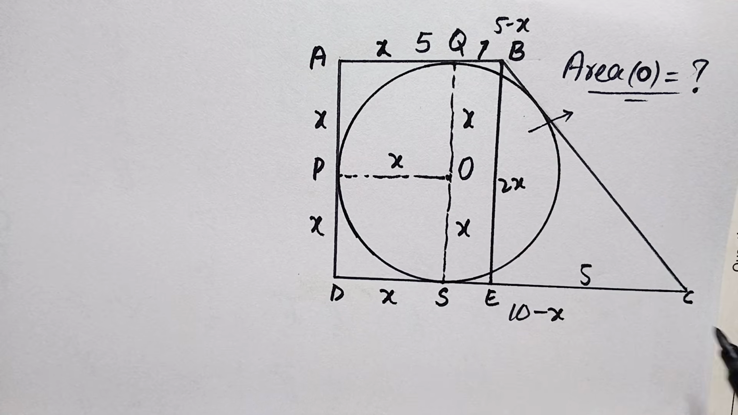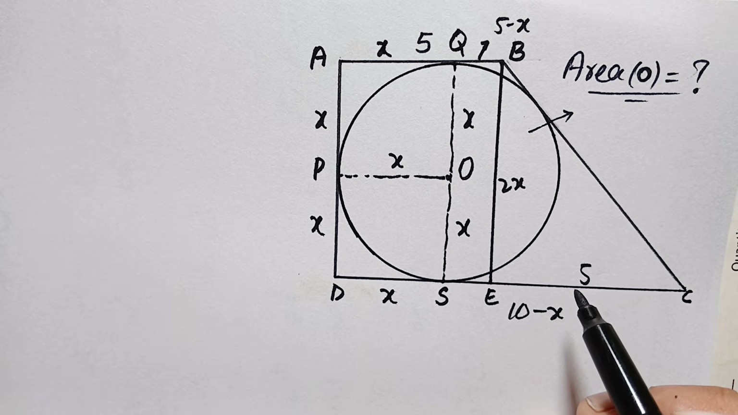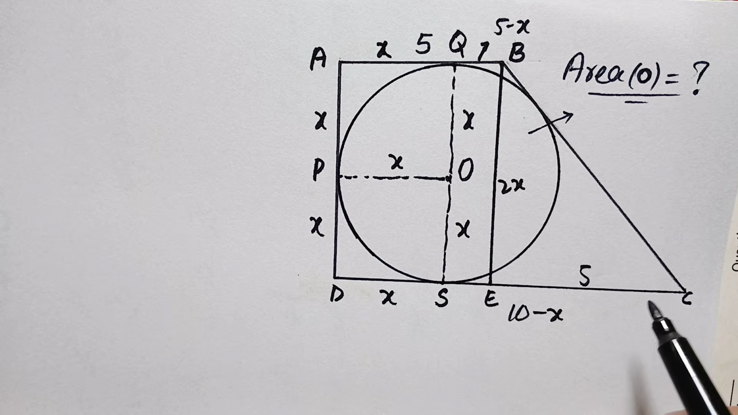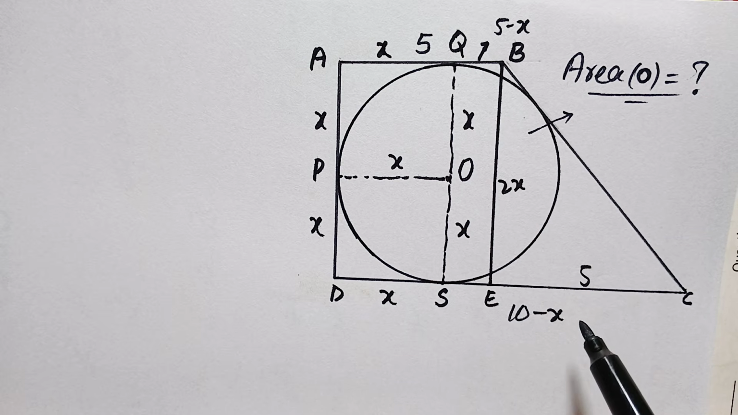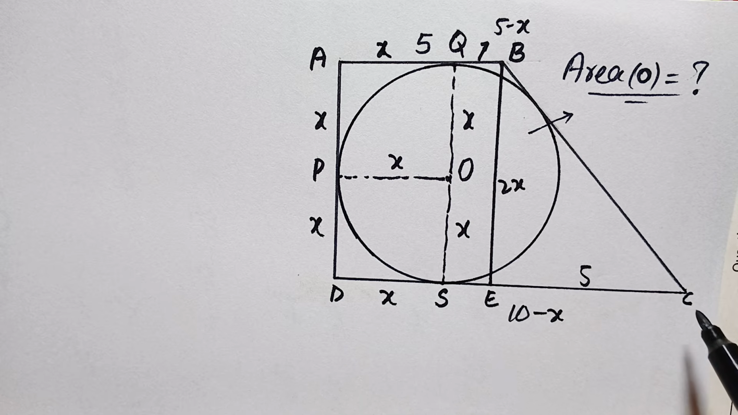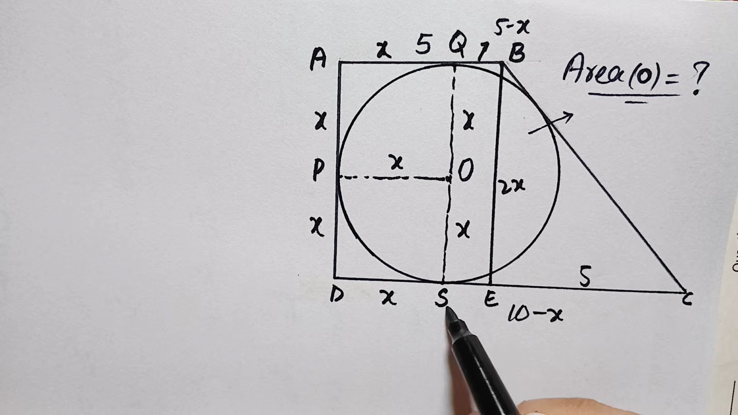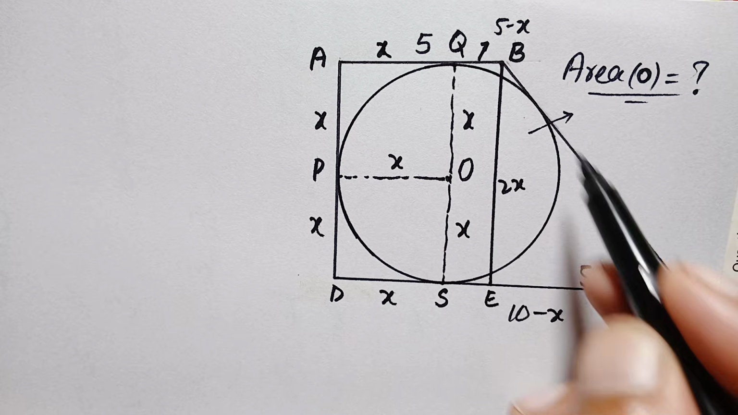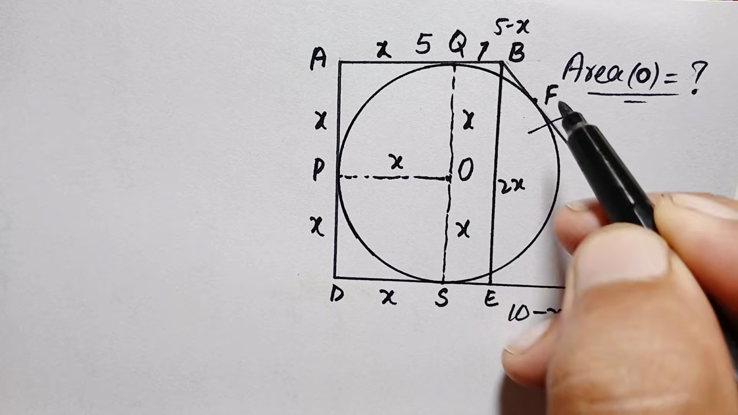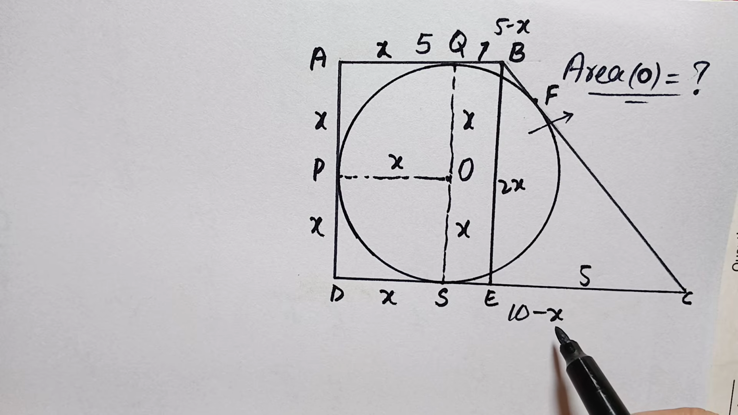What will be the length of this BC? To find the length of this BC, we will use the tangents to a circle theorem. That is, if we have two tangents from an external point to a circle, then the lengths of those tangents will be equal, same, congruent. So here from point C we have two tangents to this circle, SC, and let us suppose this is point F. The second tangent is FC. Here this length SC is 10 minus x.